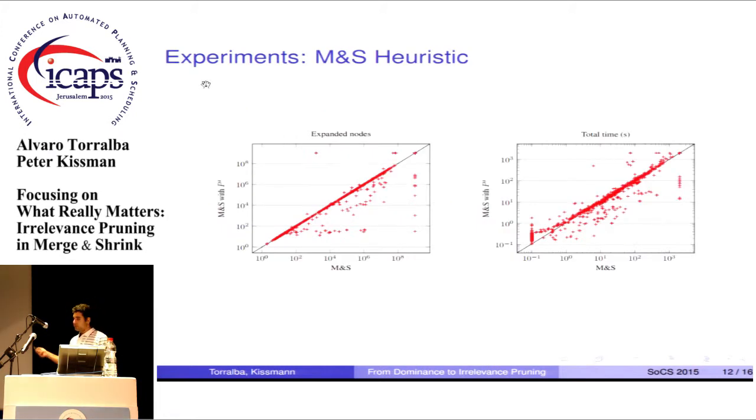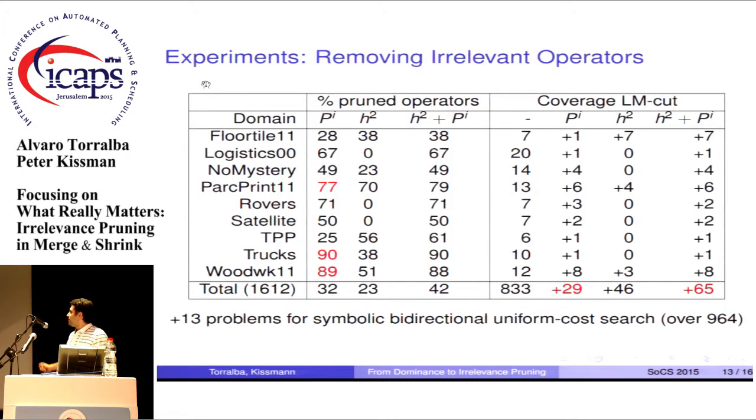So, well, let's take a look at the results. If you look at the results of the merge and shrink heuristics, it improves in the number of node expansions, and it also improves the time. So, in general, it's an improvement over current merge and shrink heuristics. But the most interesting question is, can this really simplify your planning task? And the answer is yes.